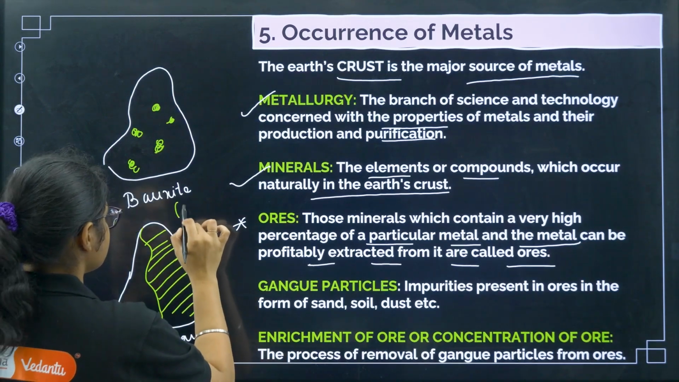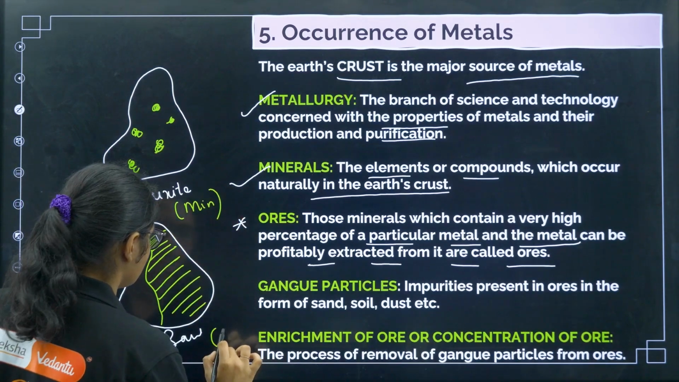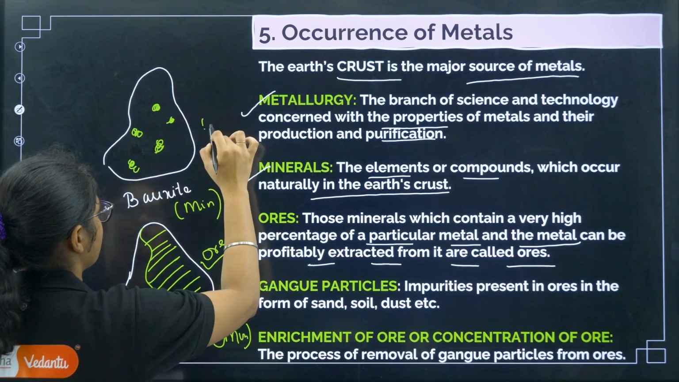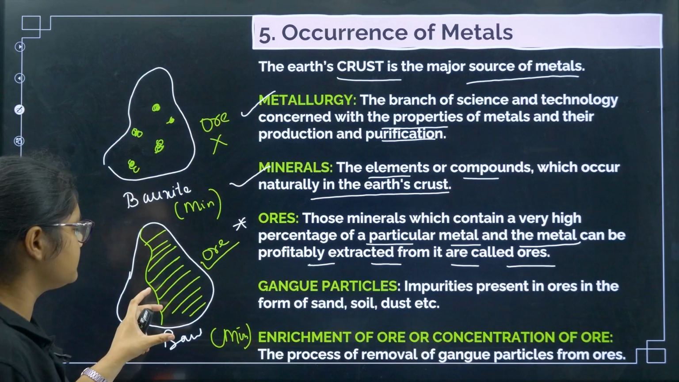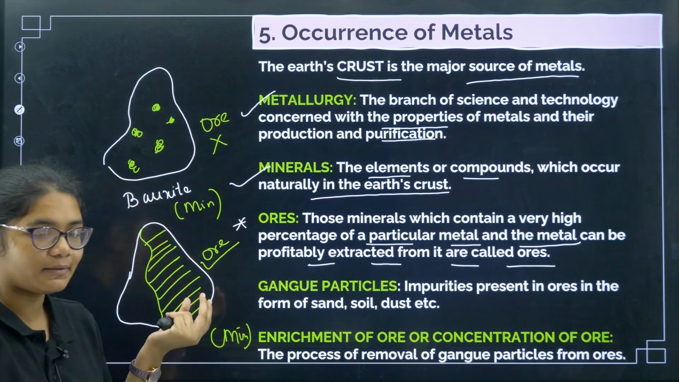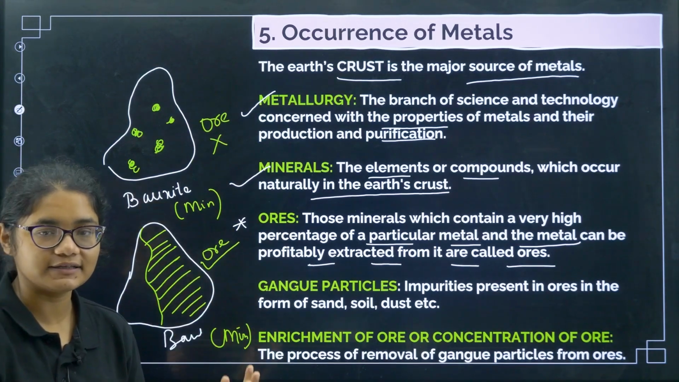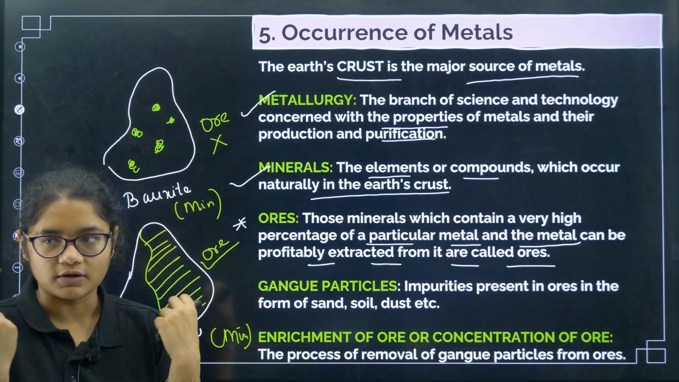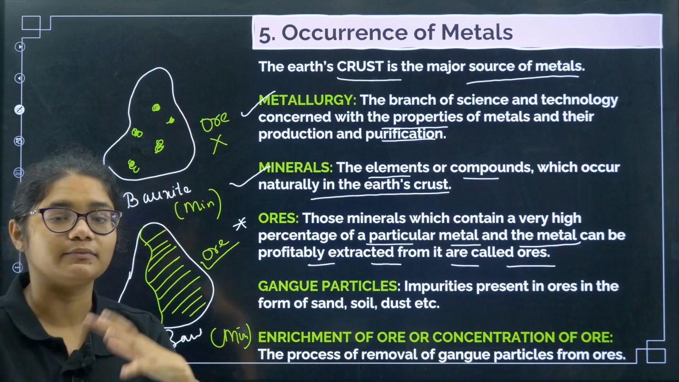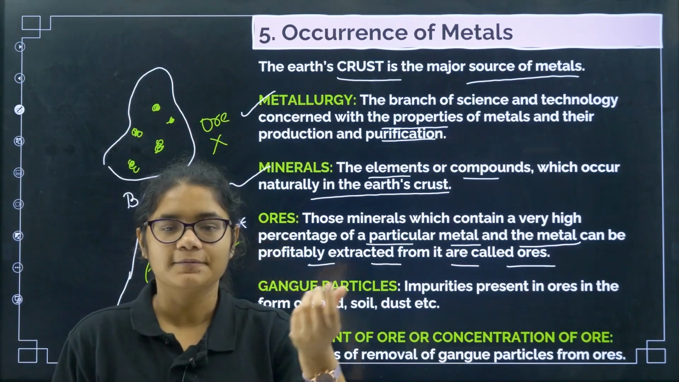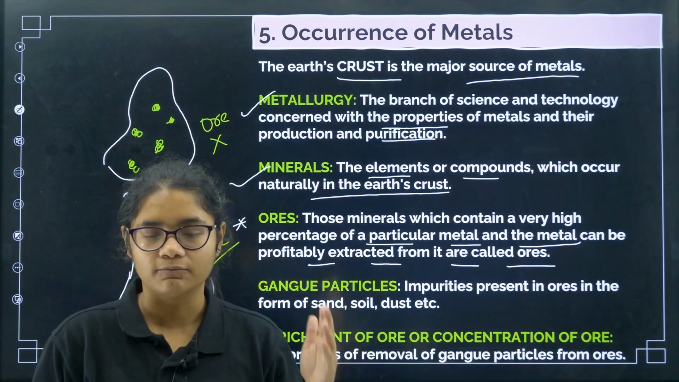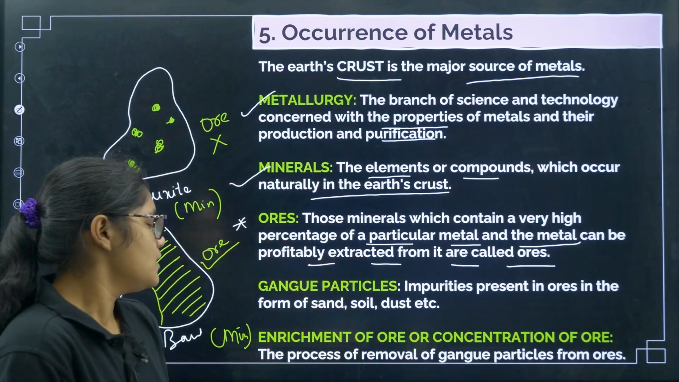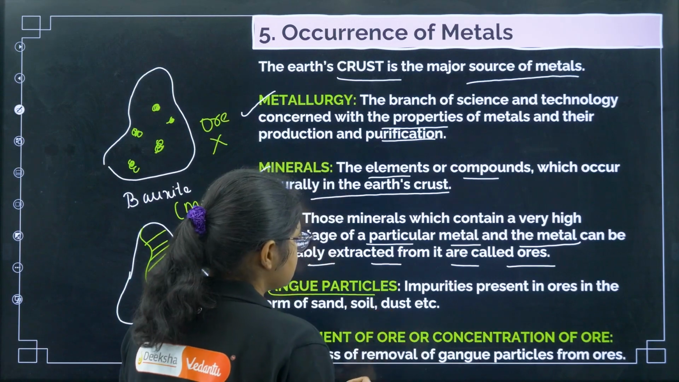So both are minerals, but this one is an ore and this one is not an ore. Why? Because from this mineral the aluminium metal can be extracted with a high yield, so it is profitable. But in the other, the operation process charge alone is much more and the metal obtained is so little that it cannot be called an ore. Both are minerals because they contain metals in their natural state. Next, gangue particles. What is this?